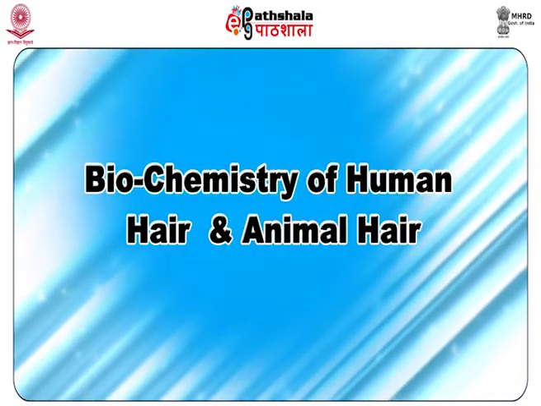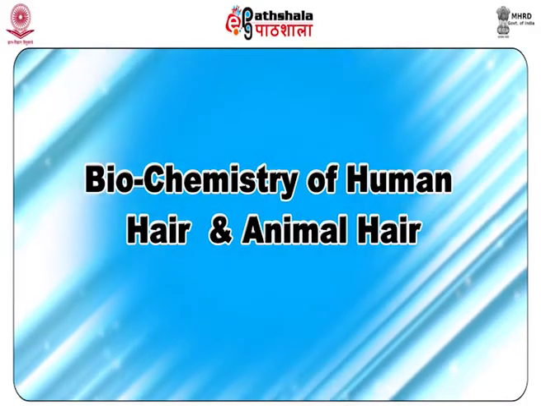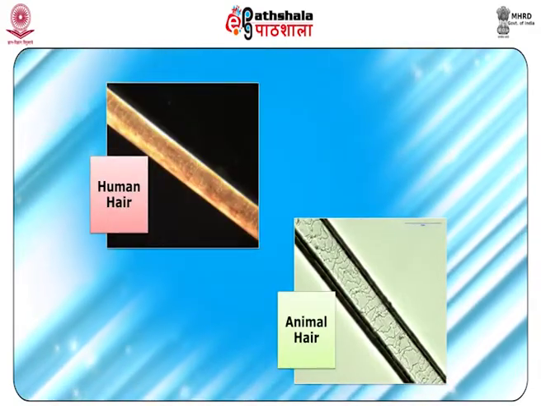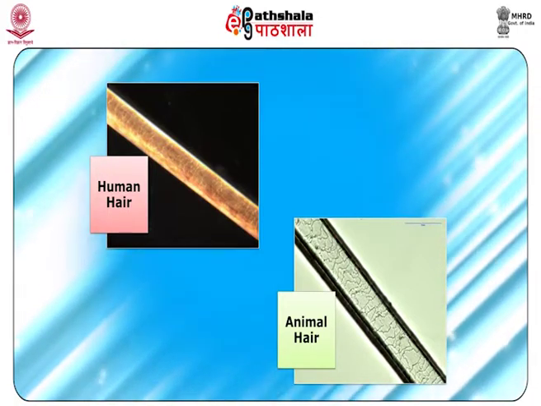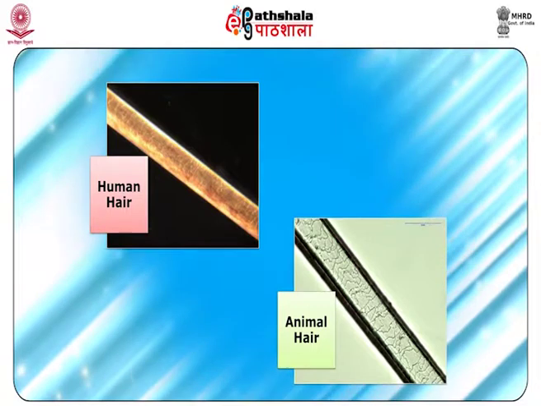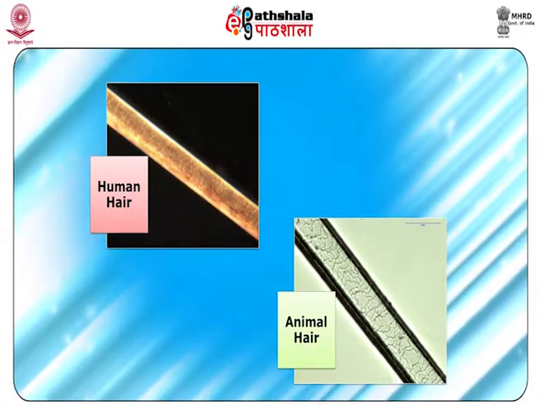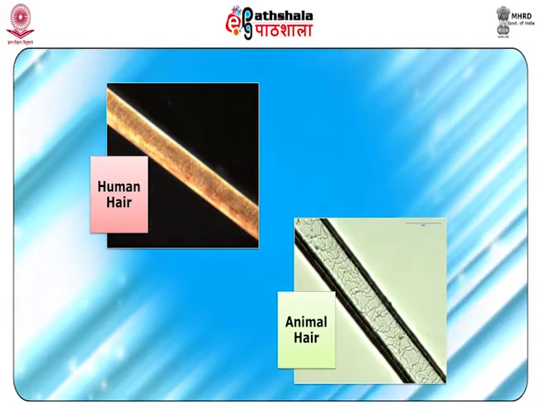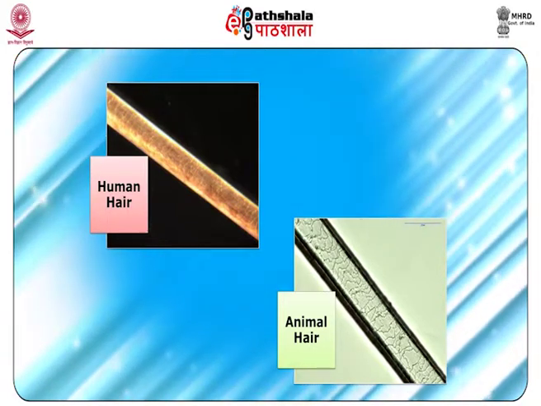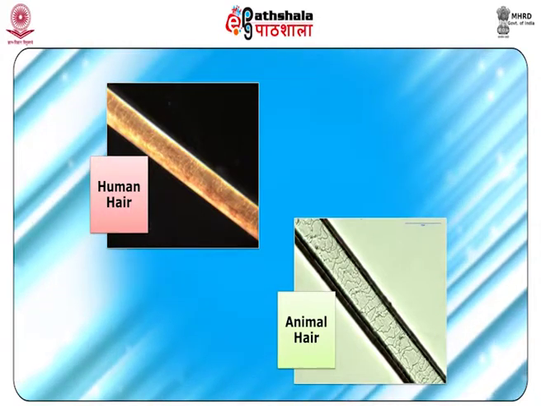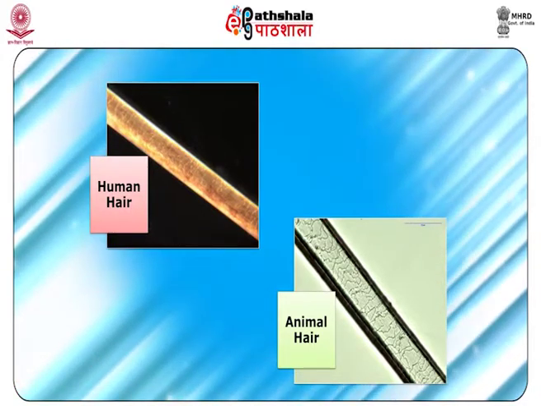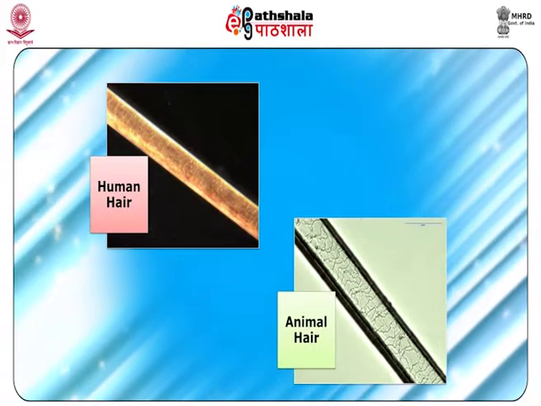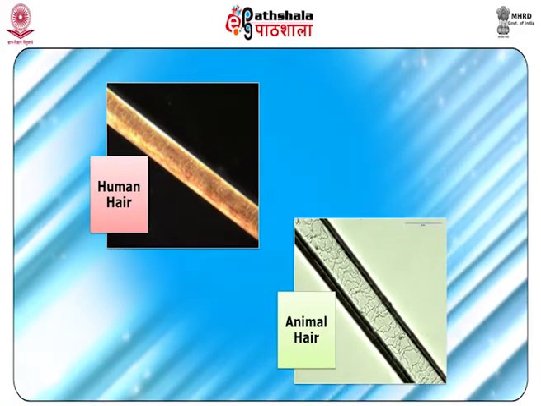Next is the biochemistry of human hair and animal hair. Biochemical composition of hair. Hair is mainly composed of the protein keratin, which is also the primary component of finger and toe nails. 18 amino acids blend together to form a protein called keratin. Among these amino acids, cystine deserves special mention as it is rich in sulfur and plays an important role in the consistency of the hair.